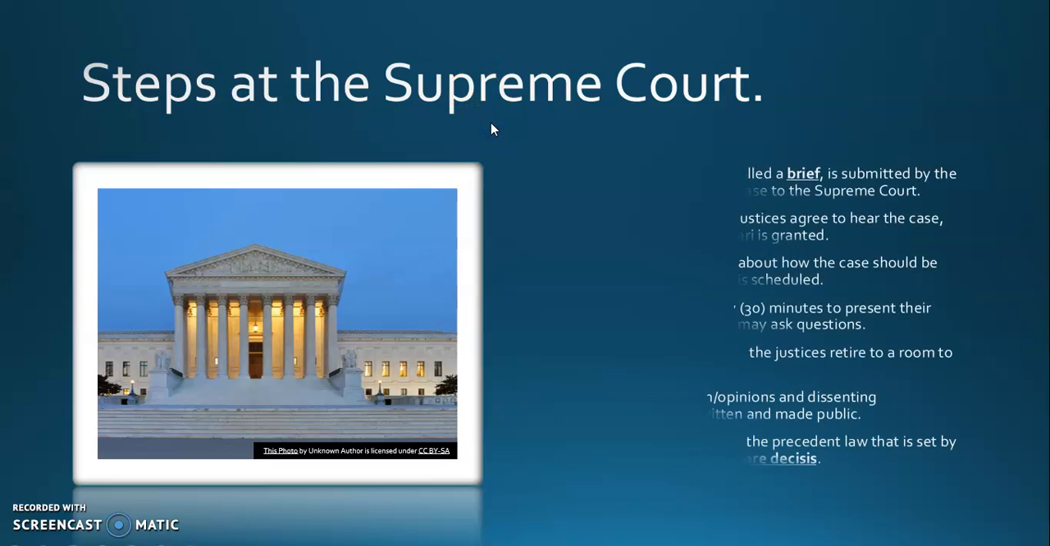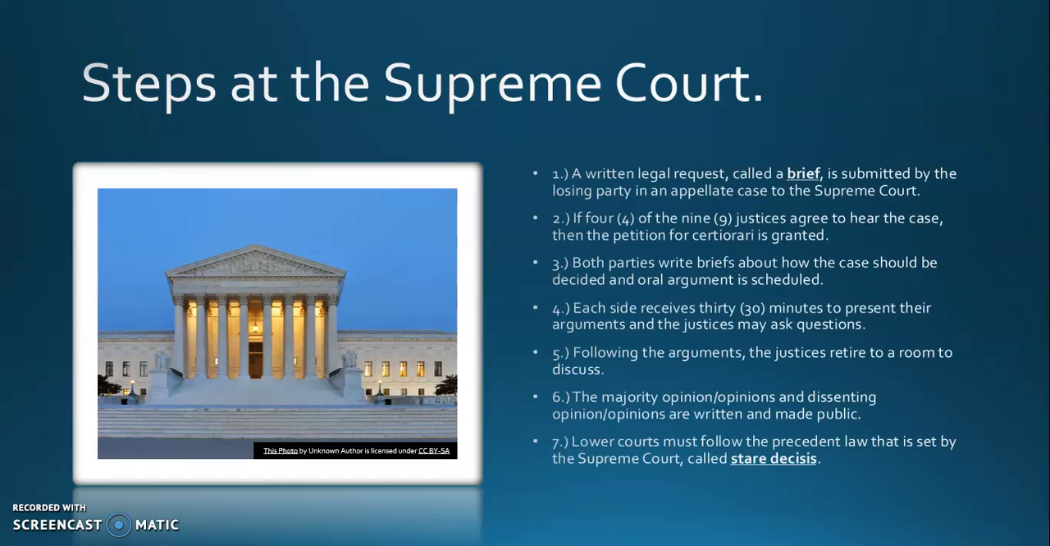So, steps at the Supreme Court. This picture here is a picture of the Supreme Court building in Washington, D.C. Number one, a written legal request called a brief is submitted by the losing party in an appellate case to the Supreme Court. Number two, if 4 of the 9 justices agree to hear the case, then the petition for certiorari is granted. Okay, so then the case will be brought to the Supreme Court.